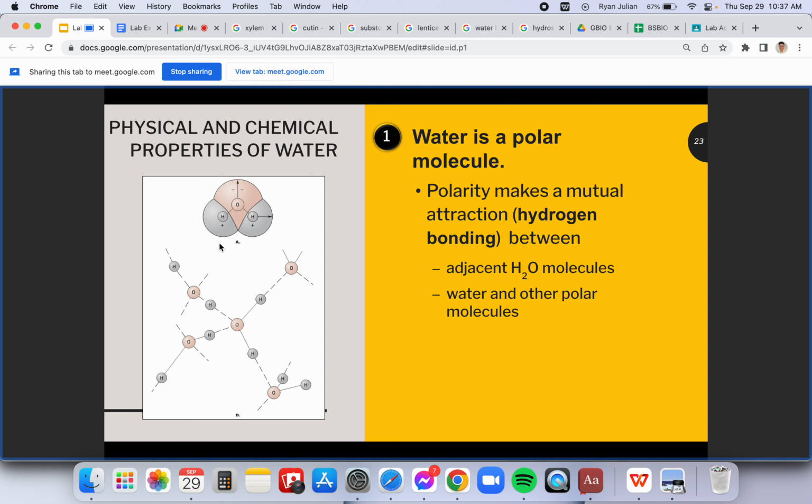Polarity makes a mutual attraction between hydrogen bonding. Like what I've said a while ago, there are two water molecules that you can see here right now that are affixed to the oxygen molecule, and they are adjacent hydrogen molecules. So when you encounter the word adjacent, in other words, they are close or nearby each other, which is very prominent in this image that you are seeing right now. They are adjacent in nature, both hydrogen bonds. And lastly, they are composed of water and other polar molecules that are being shown here.